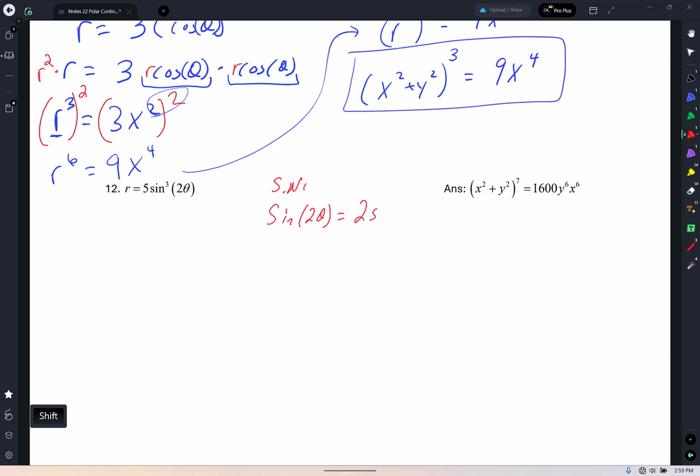Two sine theta cosine theta. Sine 2 theta equals 2 sine theta cosine theta.